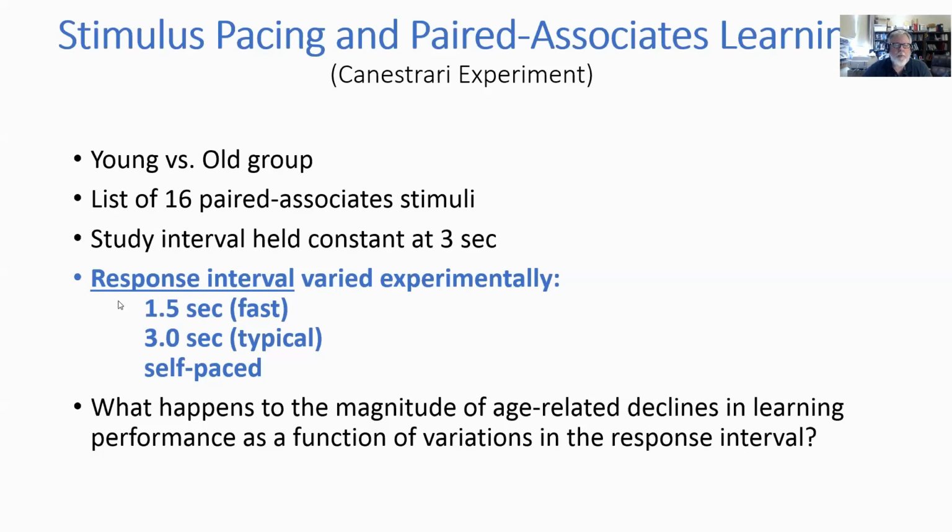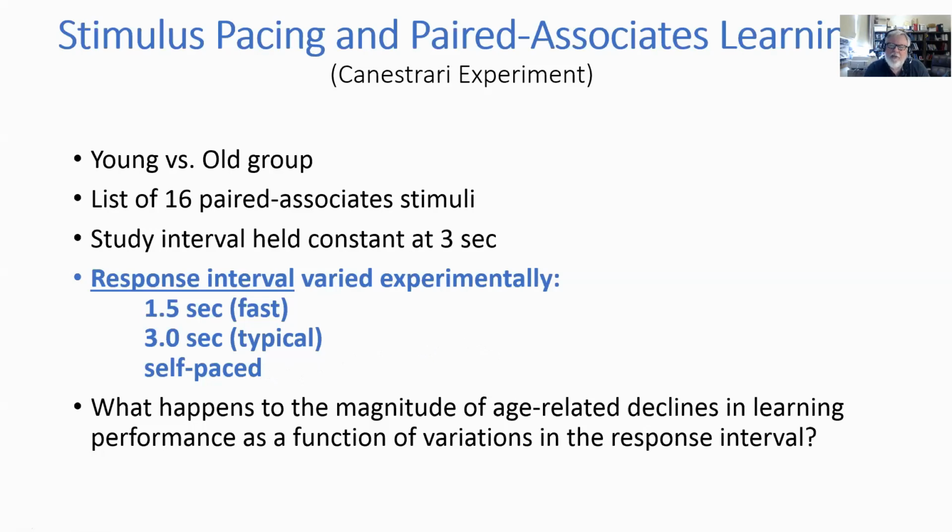What he varied in his experiment, that's highlighted up here on the slide in front of us, is the response interval. And he either gave people only 1.5 seconds to respond before they switched from this response interval to the study interval. That's pretty fast. That's not much time to respond. Or they were given 3 seconds to respond. That's somewhat typical of a paired associates experiment. Or interestingly, they were given all the time they needed to respond. So there were 3 response interval conditions, if you will. The 1.5-second response interval condition, the 3-second response interval condition, and the self-paced condition.